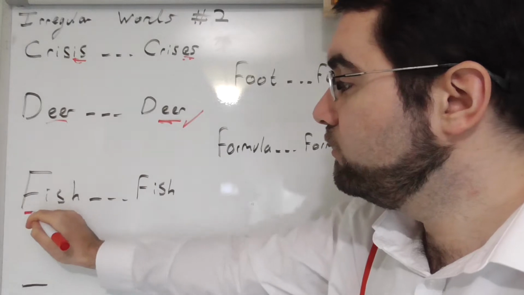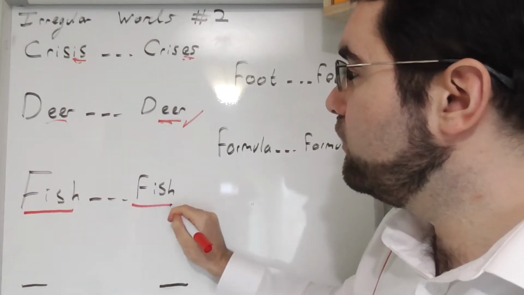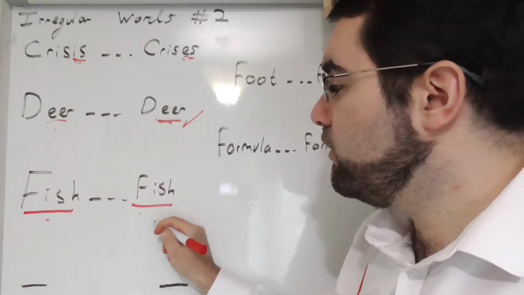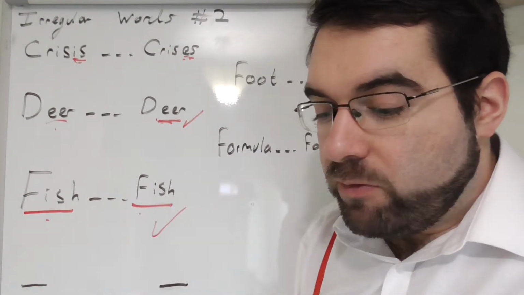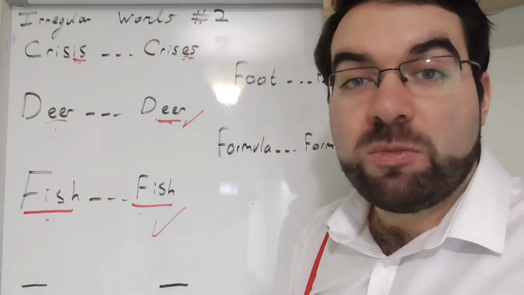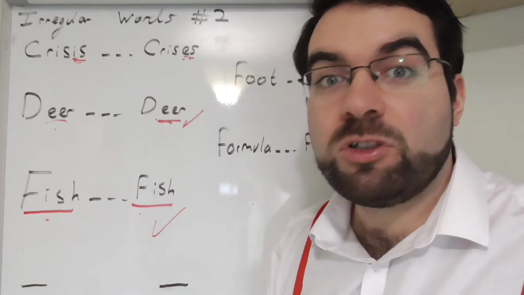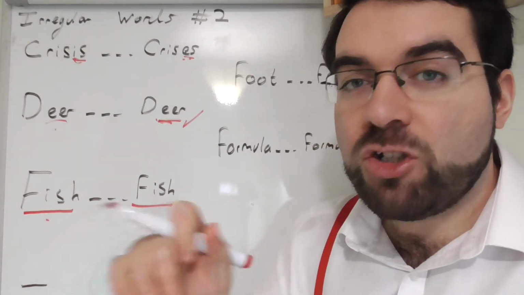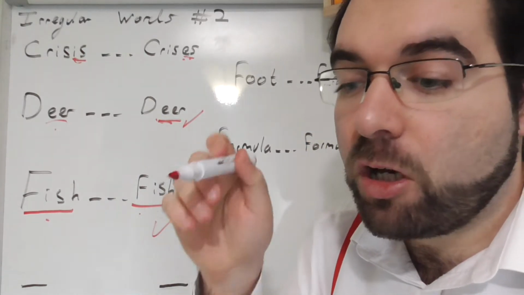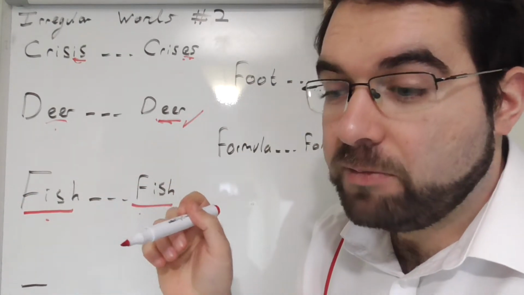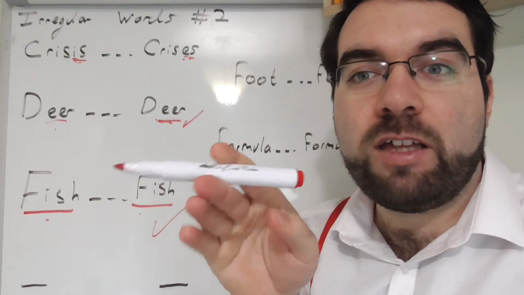And fish. The same again. Fish. Deer, deer, fish, fish. We have a school of fish. If you want a compound plural noun, school of fish. There's loads of fish in the pond. How many fish are there? Too many. But look at this fish that I caught.